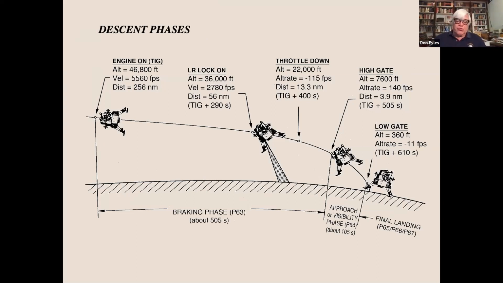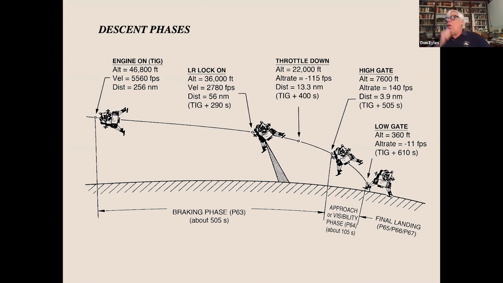Throttle down was a period of excitement during these lunar landings, because it was a pretty good indication that the guidance system was doing what it was supposed to do if throttle down came when it was expected, within a few seconds. And it did.